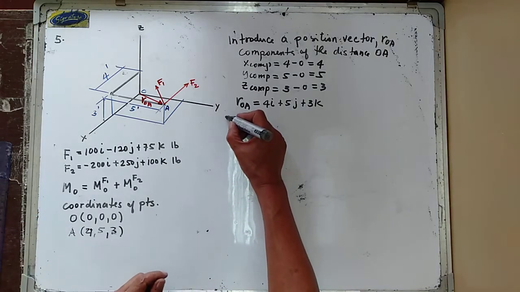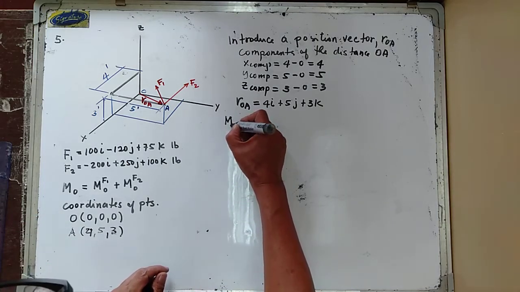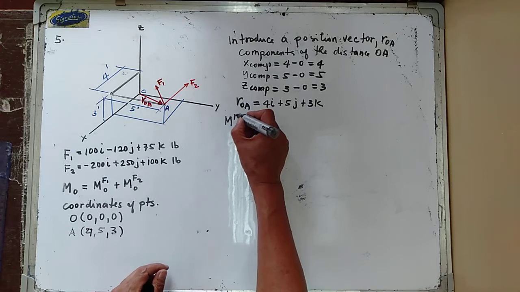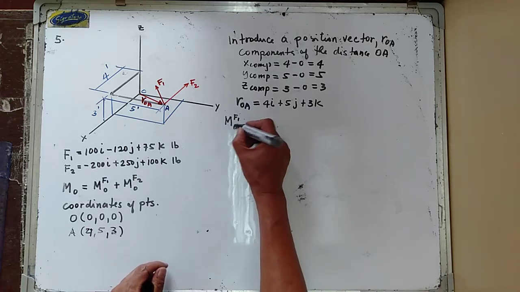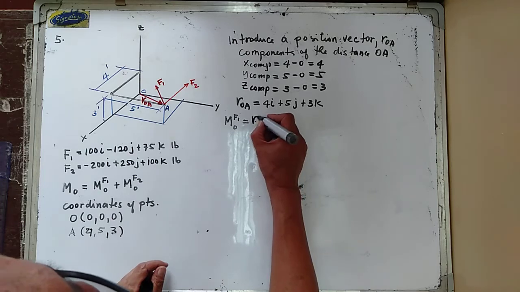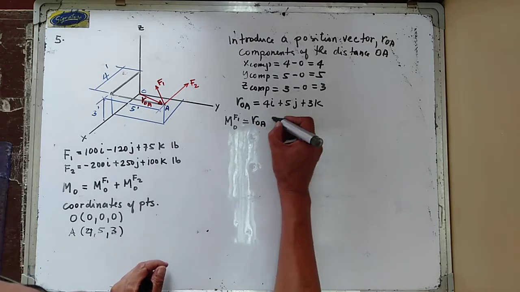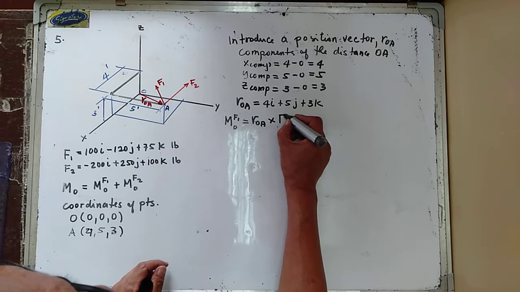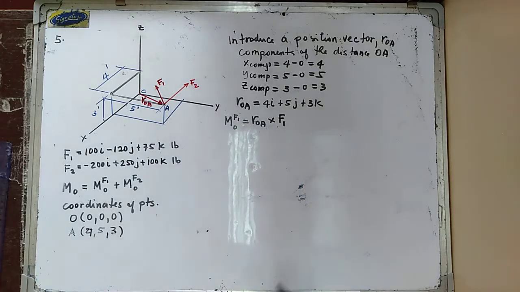Let us now determine, first, the moment of F1 about point O, which is equal to ROA cross the vector F1.